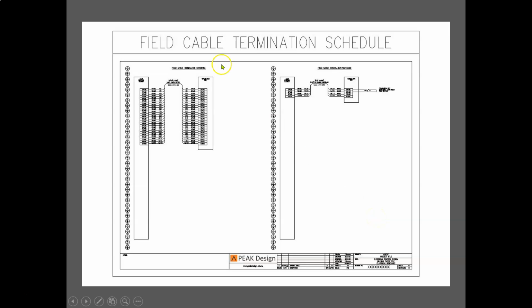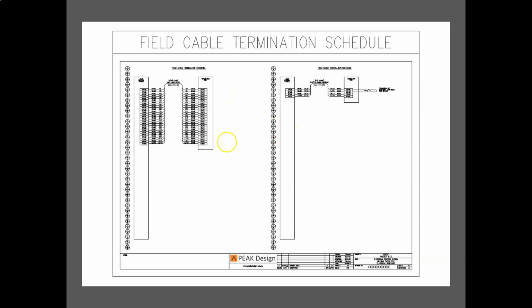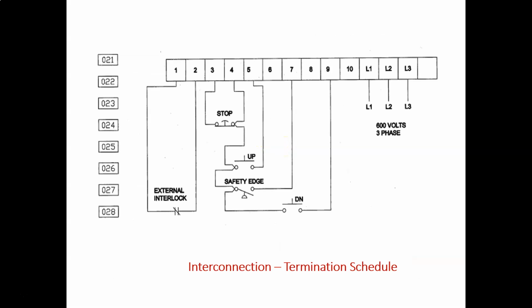Right? And then you have a field cable termination schedule. Pretty much is the same thing as what this is. It's just showing you the interconnection between those two sides so you don't mess it up. All right, here's another one.